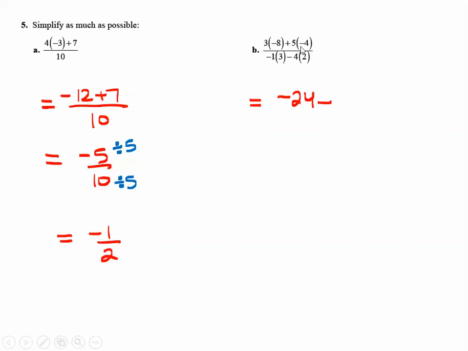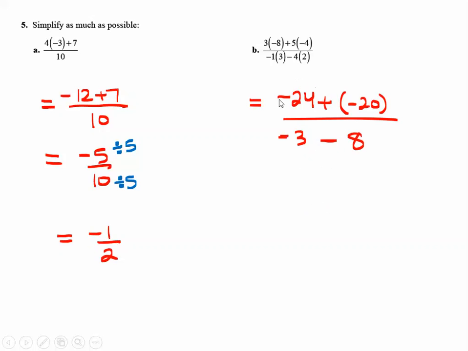Let's see, 5 times negative 4 is a minus 20, or adding a negative 20. I like to just keep everything addition if I can, because then I don't have to change subtraction back to addition. Okay, negative 1 times 3 is a negative 3. And technically negative 4 times 2, or minus 4 times 2, is a minus 8. So notice I haven't simplified yet completely, either the top or the bottom.